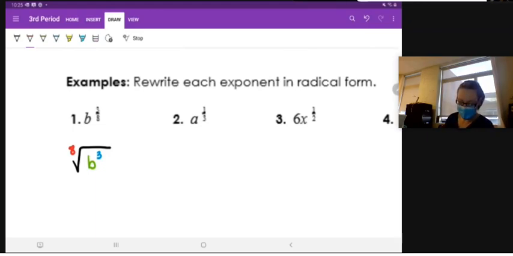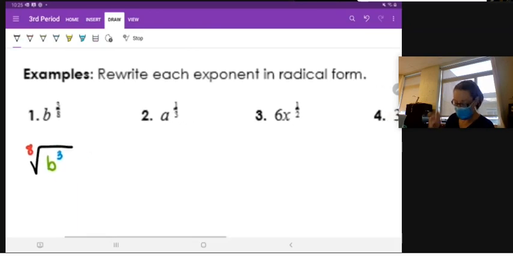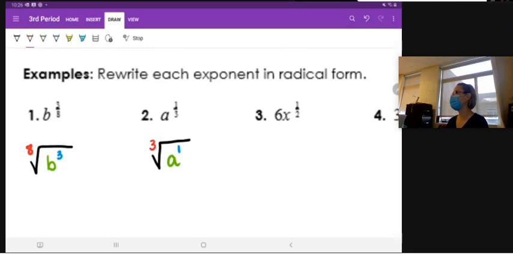We could do the same thing for number 2. A to the 1/3 power. I'm going to start by drawing my radical symbol. My base, a, goes inside. Its exponent, 1, goes along with it. And the index, 3, goes on the outside. So a to the 1/3 is the cubed root of a to the 1. Now, we don't have to write the 1. You all know this. We can just write this as the cubed root of a. And that's fine. Either way is fine.